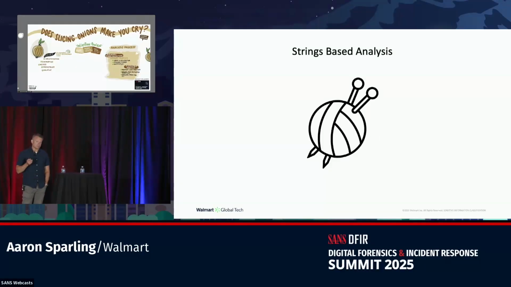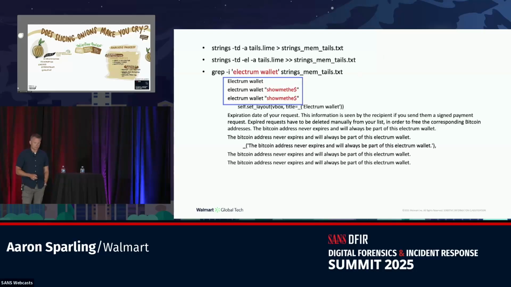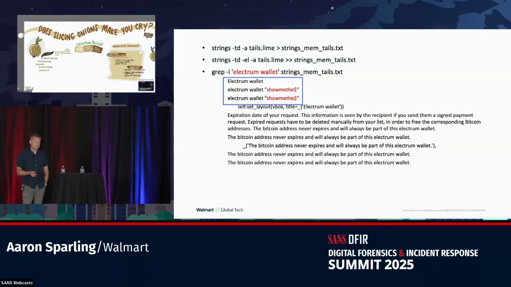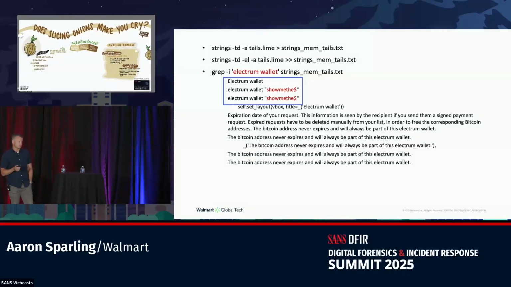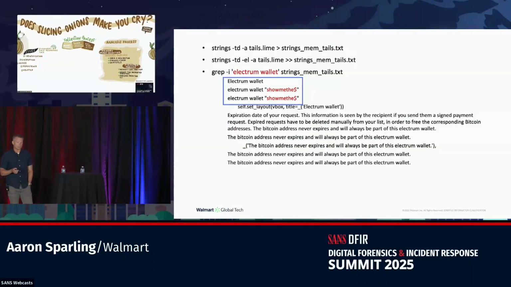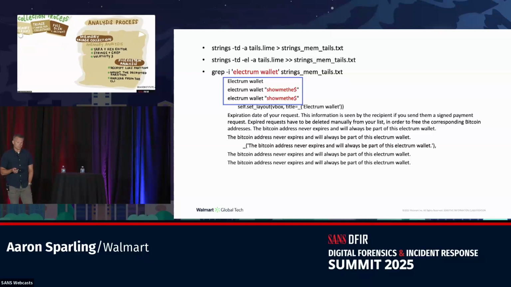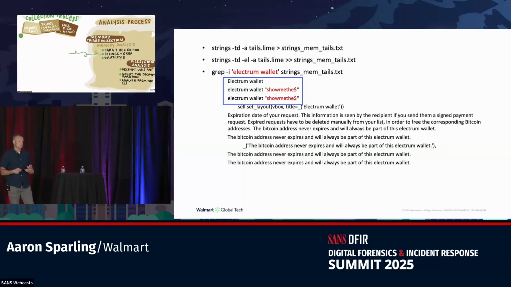All right, some strings-based analysis. Really straightforward, I'm sure you do this all the time. In this case, I ran strings so that I would get both ASCII and Unicode output, wrote that out to a giant text file, and then started grepping through it for keywords that we had. We knew that our bad guy was using Electrum wallet, so in this instance I'm grepping, case insensitive, for Electrum wallet.